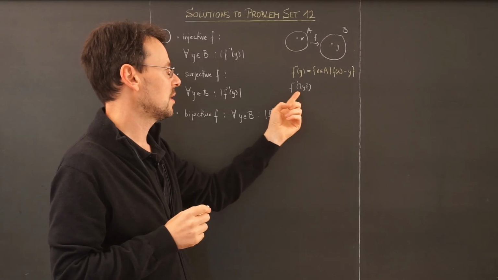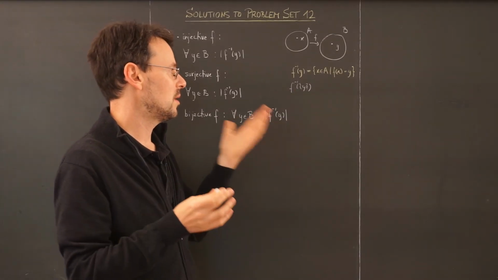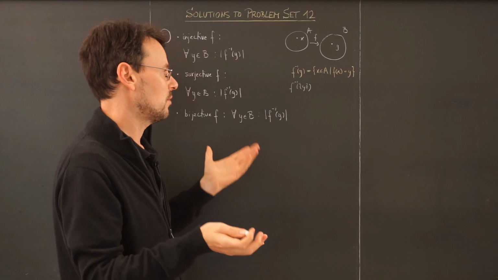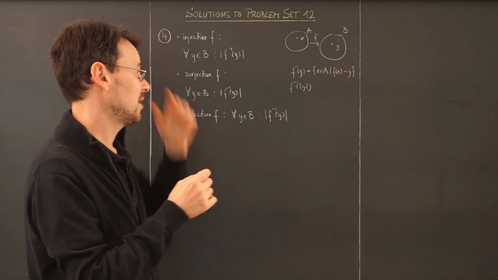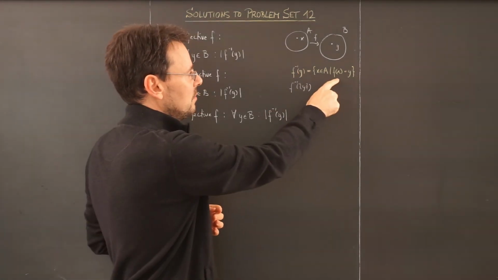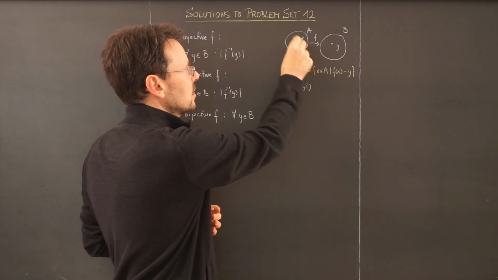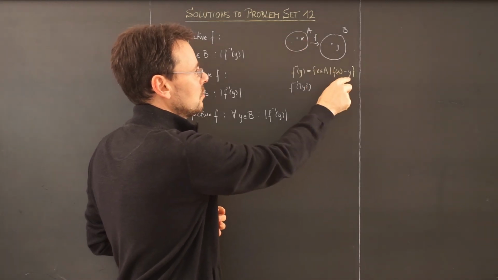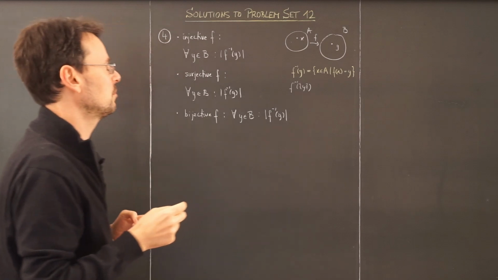And this can be written down for every map, be it bijective or not. So it doesn't need to have an inverse. This is simply the definition, so we take all x in A that get mapped to y under F.